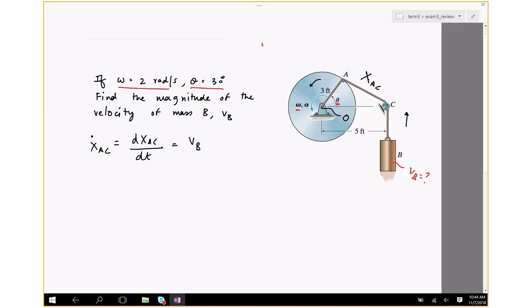Okay, so it's very important that you do that first. Otherwise, you cannot solve it. You have to understand conceptually that the length at which AC stretches is equal to the same length which is shortened from BC. So what we've got to do is somehow find xAC and then differentiate with respect to time. Okay, so how can we relate xAC to things we know about? We know the different lengths, and we know theta.